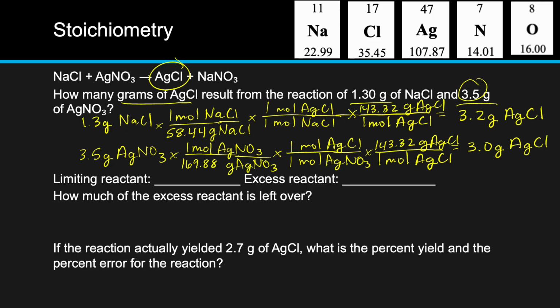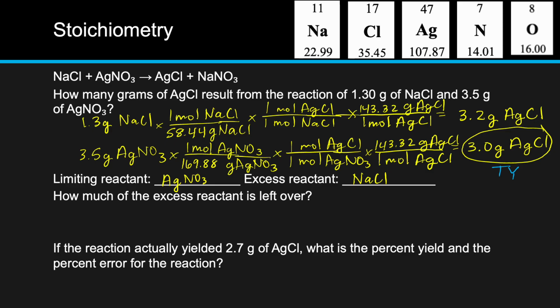So in this case, we are looking for the smaller number, and that is the 3 grams. So how much AgCl can actually result from this reaction? Only 3 grams. Because after 3 grams, we're going to run out of our limiting reactant, and we're going to have leftover NaCl. So limiting reactant is going to be AgNO3. Excess reactant will be NaCl. And this number, 3.0 grams of AgCl, that is what we call the theoretical yield. You will hear of that term, so I just want to make sure you know it.